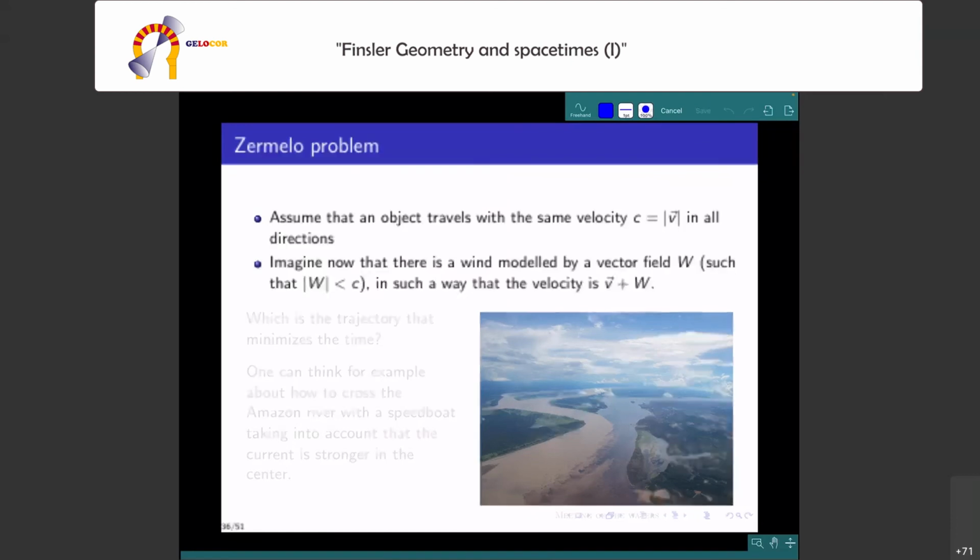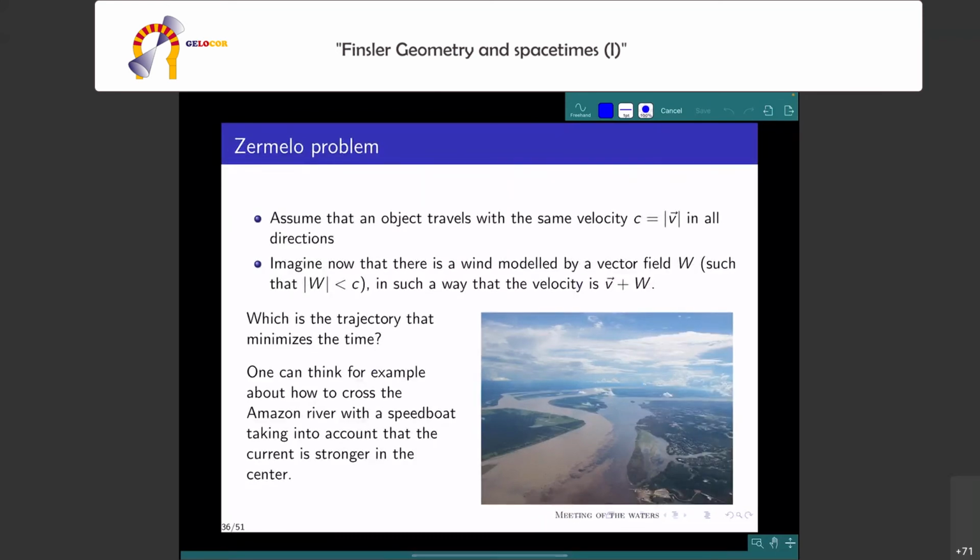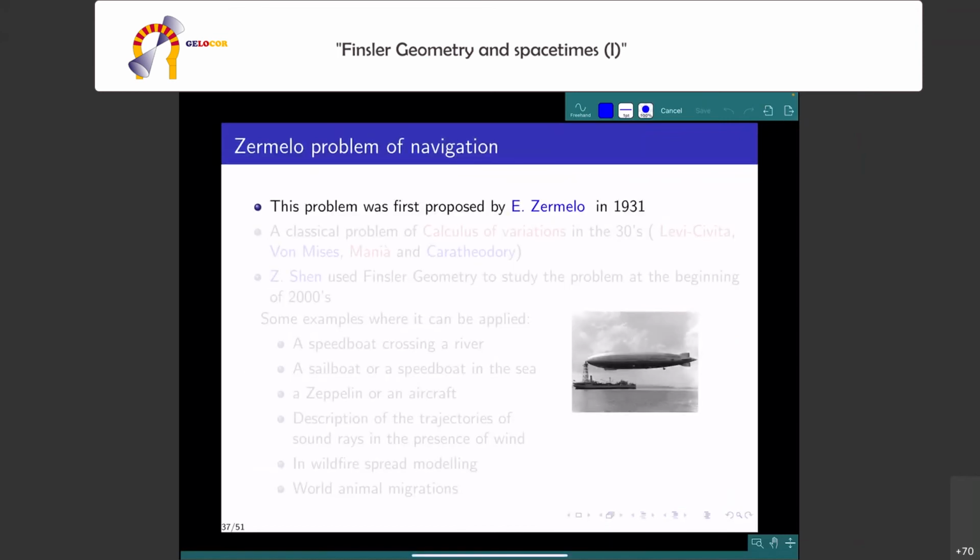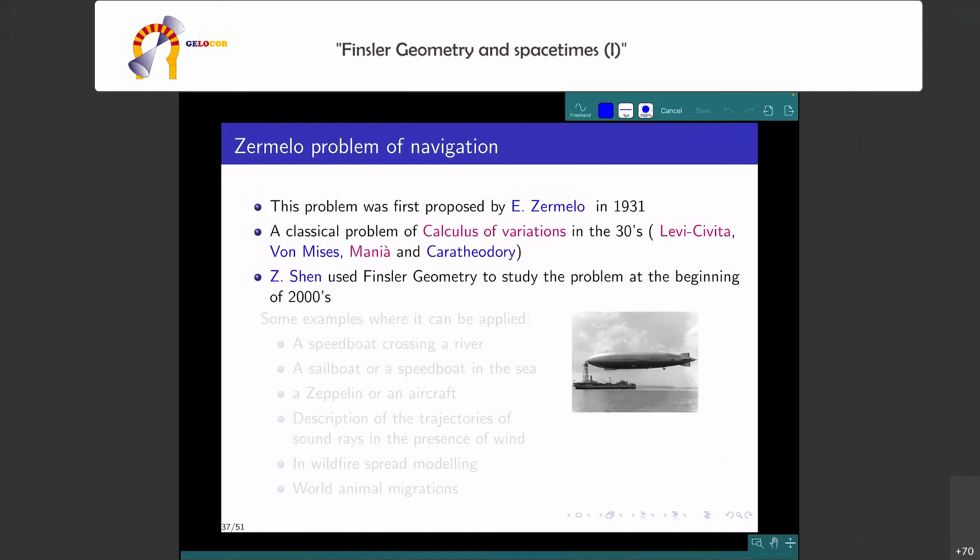So we want to find the trajectory that minimizes the time. For example, imagine that you want to cross a river, the Amazon River, and there is a current, and you have a boat with an engine, which always provides the same velocity, but then there is the current. So which is the path in the river which is the fastest path? Well, this is Zermelo's problem. This is what the Zermelo problem tries to solve. It was proposed by Zermelo in 1931. There were many people working on it, but Zhongmin Shen in the beginning of the 2000s proposed to study this problem using Finsler geometry.